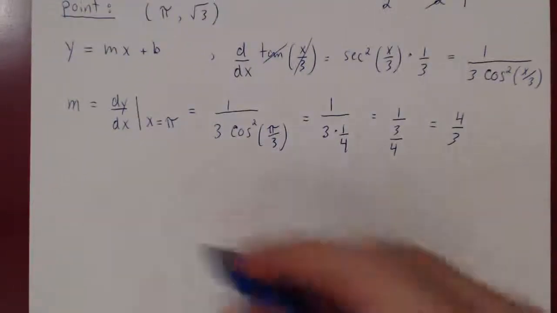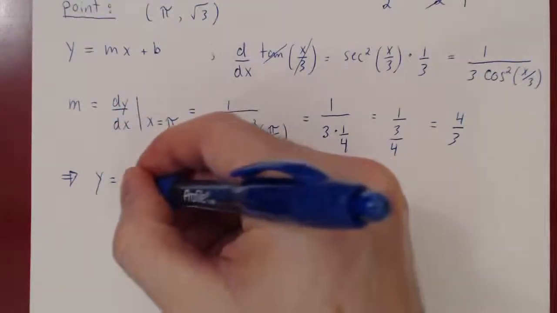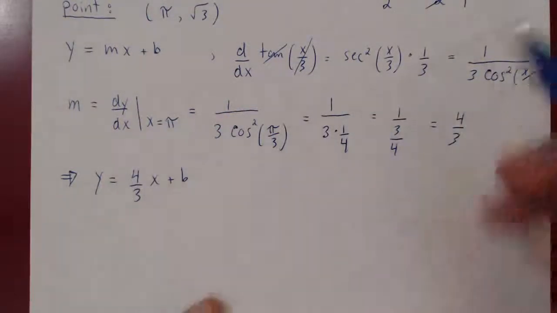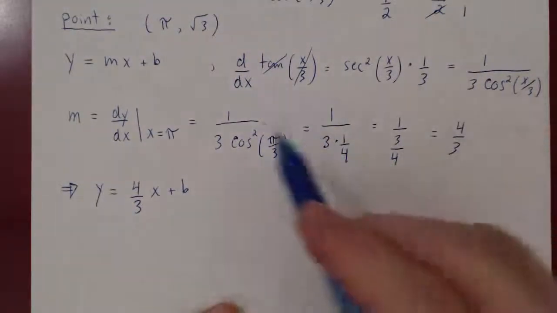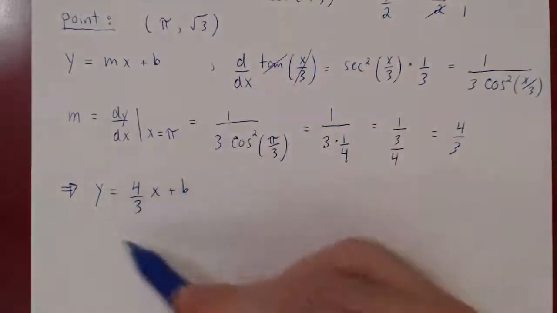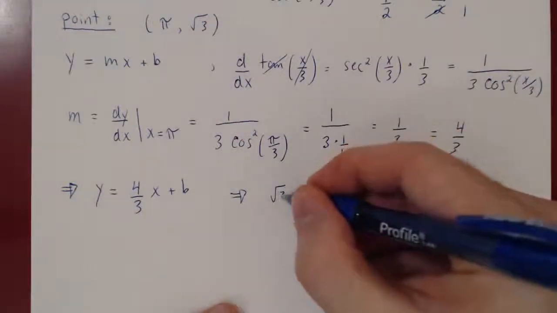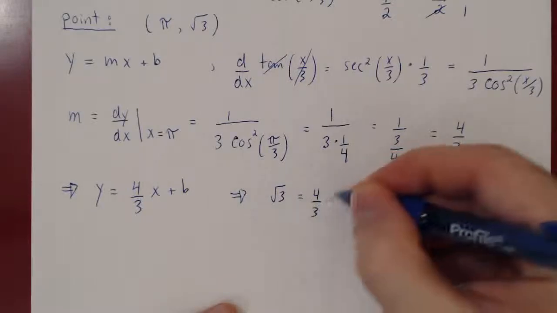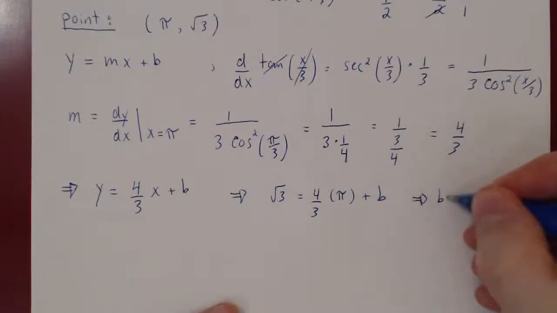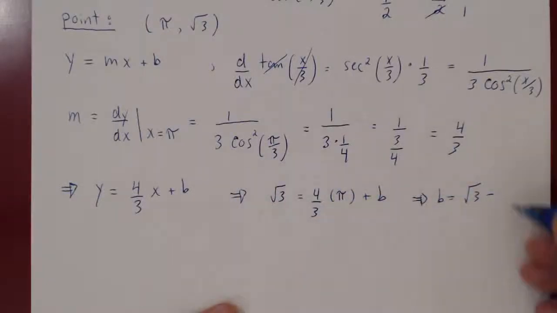So we can now substitute, and the tangent line has an equation given by 4/3 x plus b. And finally, we can solve for b using the fact that the tangent line passes through the function at this point. So the point x equals pi, y equals root 3 is a solution of the equation. So if we substitute y for root 3 and x for pi, we get the following equation. And then we can simply solve for b by doing root 3 minus 4 pi over 3.